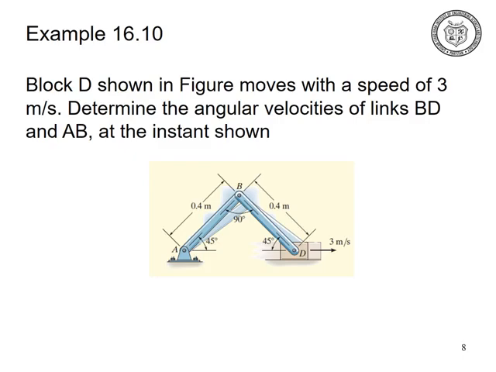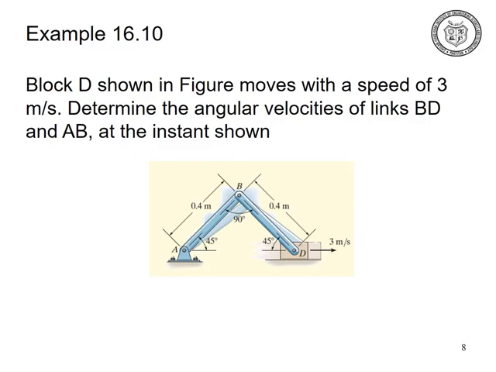This is another example for finding the instantaneous center of zero velocity. This is the practical example 16-10 from your book. The statement of the example is: block D shown in this figure moves with a speed of 3 meters per second. We have to determine the angular velocities of the links BD and AB at the instant shown.